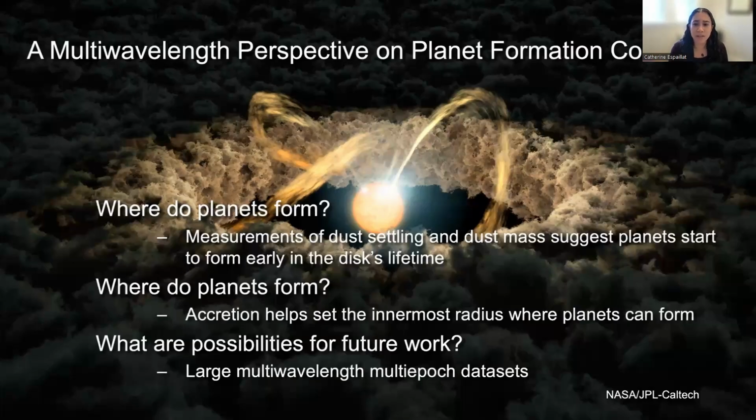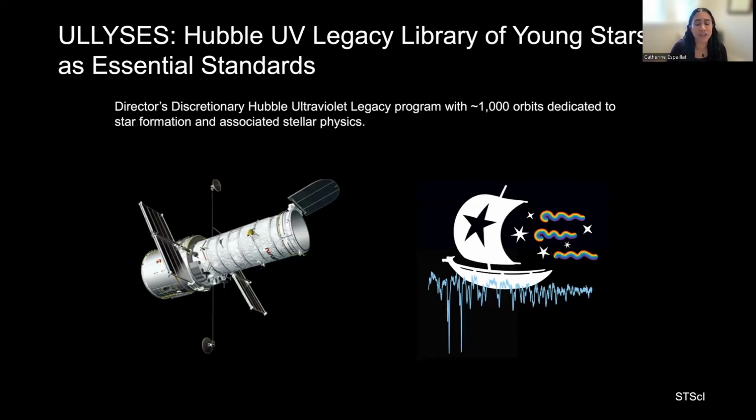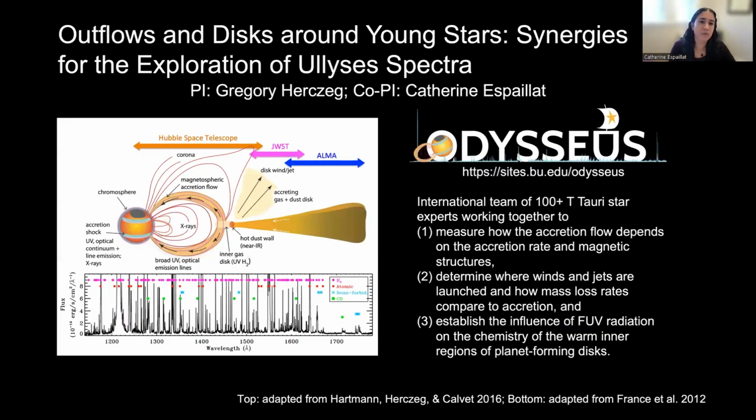And then one minute to just quickly talk about future work that can be done, particularly looking at accretion variability in these young systems. There was an HST Director's Discretionary Program called Ulysses, which allotted 1,000 orbits to study young stars in the UV. Half of those orbits were dedicated towards T-Tauri stars, which are the pre-main sequence stars that I've been talking about today. And within the T-Tauri star community, we've banded together and formed a group called Odysseus to help us work collaboratively to best utilize the HST data. And some of our goals are there.